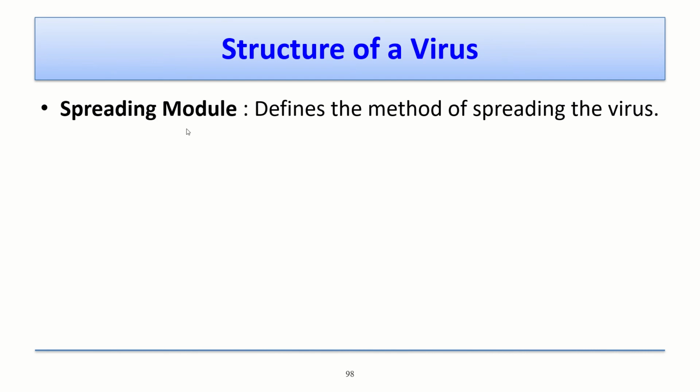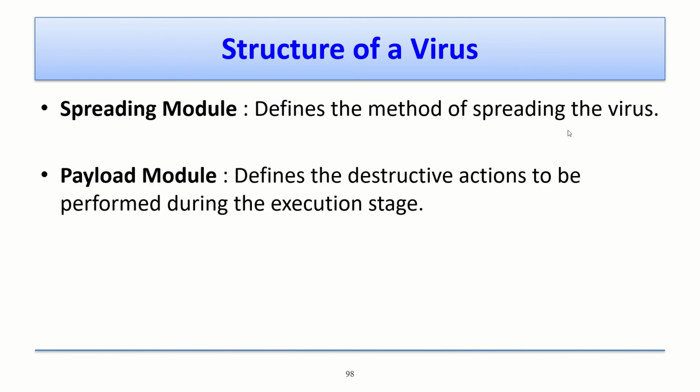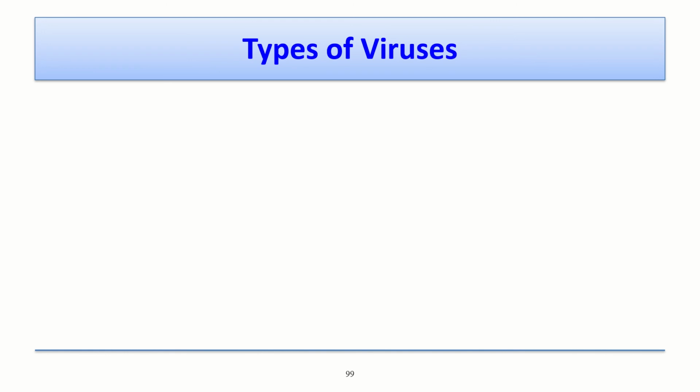And then let's take the structure of the virus. Actually, the spreading module is there, under which they define the method of spreading the virus. And then the payload module, inside which they define the destructive action to be performed during the execution stage, right? There are two modules, the spreading module and the payload module. And then types of viruses: first one is virus, and then Trojan horse, worm, right? These are some main types of viruses.